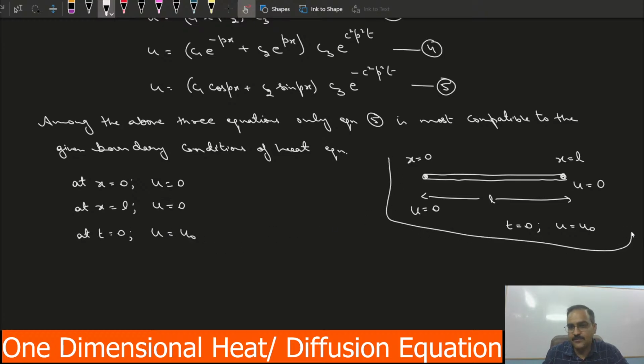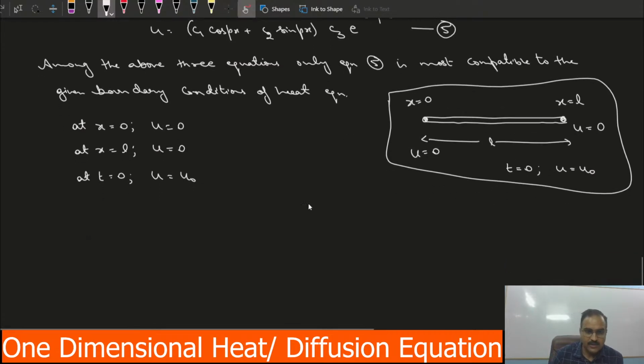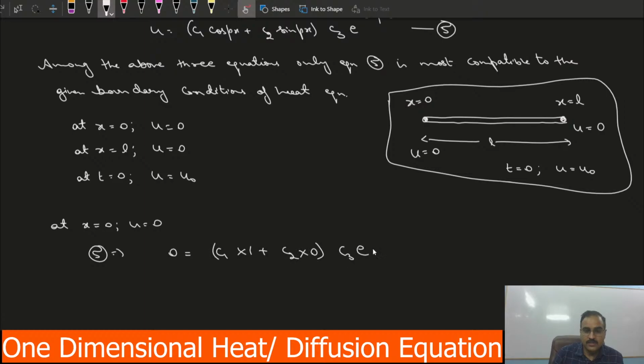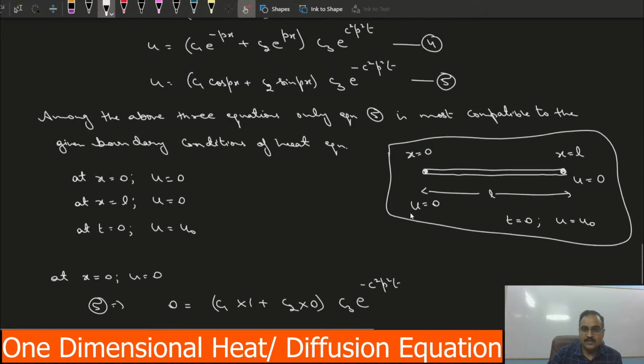Always plot a diagram for such type of problems, because from the diagram you will be easily able to write down all the boundary conditions. Okay, so we are going to apply one by one. At x = 0, u = 0. So equation 5 reduces to 0 = (c1 cos 0 + c2 sin 0) c3 e^(-c²p²t), as I have written over here.